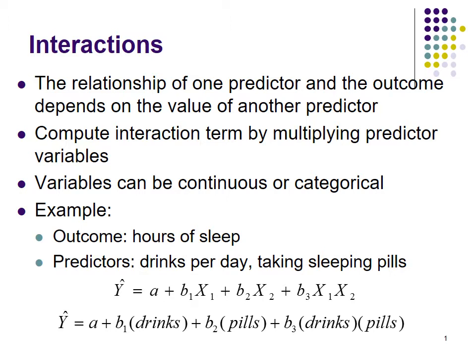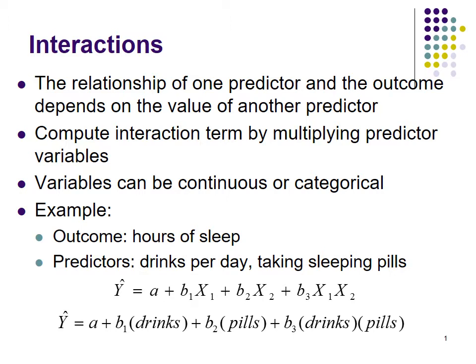So the interaction is that the relationship of one predictor and the outcome depends on the value of another predictor. So there's an interaction between two or more predictors. The way we look at them in a multiple regression is we compute the interaction term by simply multiplying the two predictors together. Again, these variables can be continuous or categorical. However, if they're categorical, they do need to be dichotomous.